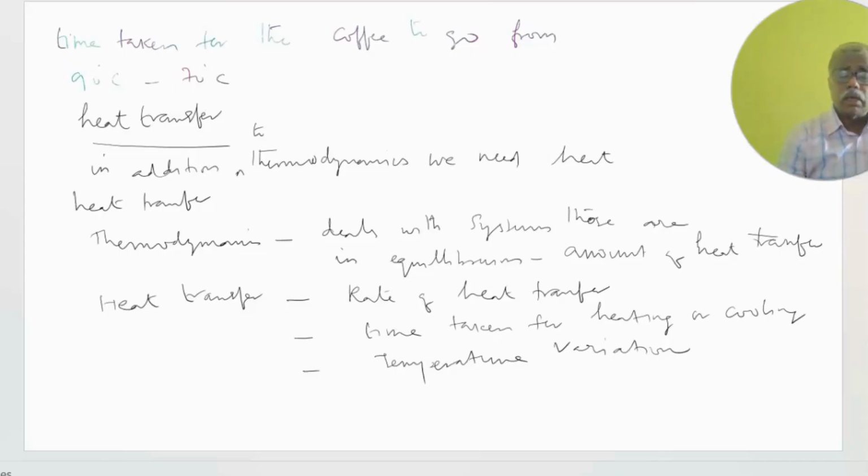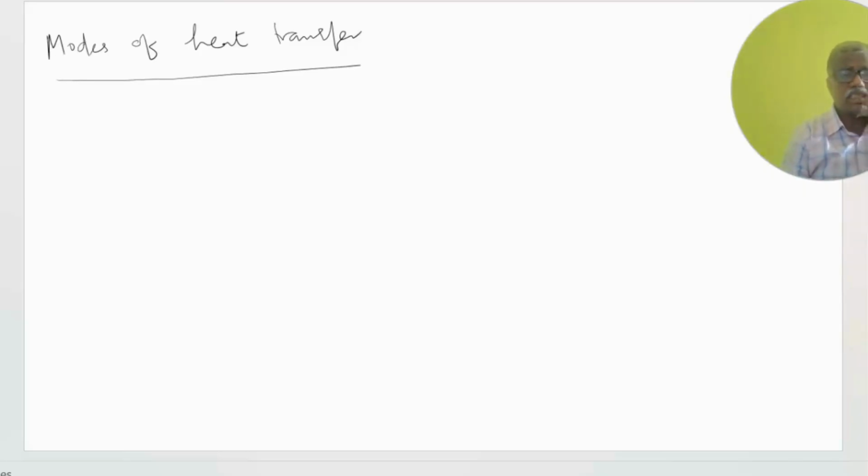Now we'll get into the topic of modes of heat transfer. Let us discuss the various modes of heat transfer. So let us recollect a few points. We know heat is a form of energy which can be transferred from one system to the other as a result of temperature difference, and heat always flows from high temperature to low temperature. That also we know.